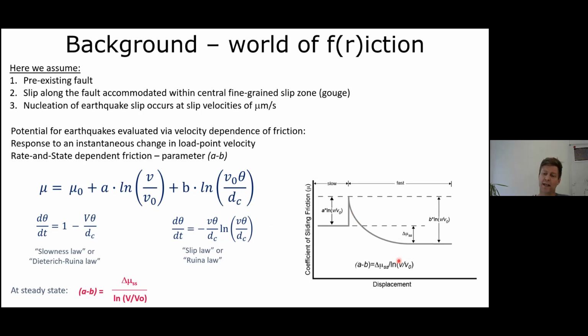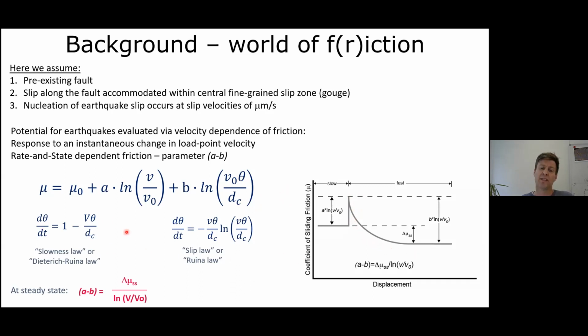Now, this was already done in the 70s, and this has led to the development of a set of empirical equations, which are known as rate and state dependent friction equations. It basically consists of two equations. There's the general equation, which says the friction is some reference level of friction, plus a direct effect characterized by this parameter a, and then an evolution effect characterized by this parameter b. And then there's this theta in there, which is known as a state variable, and that tells you how fast the friction evolves back to a new steady state value.